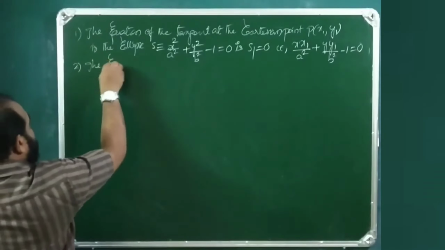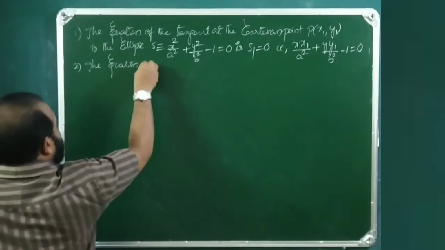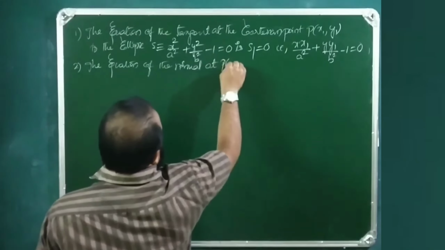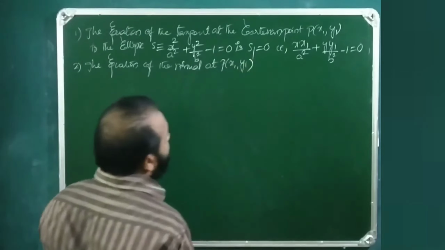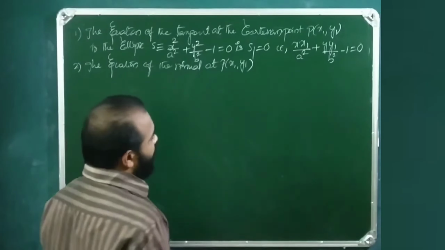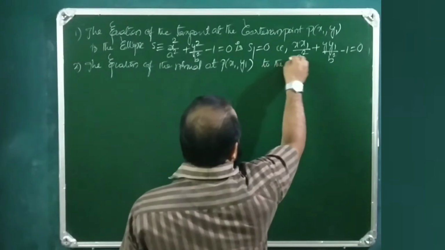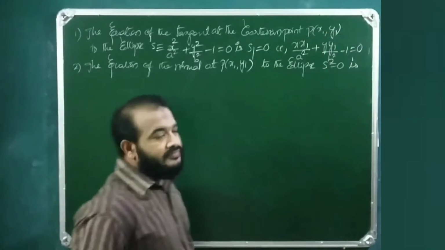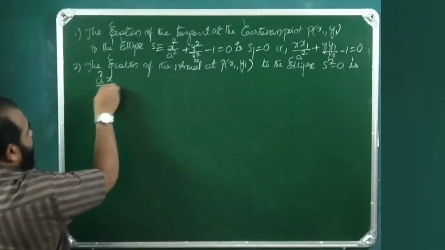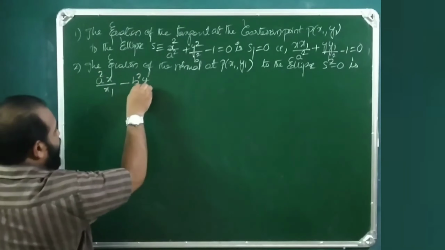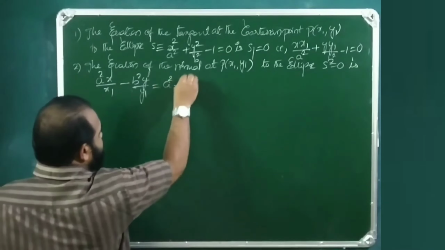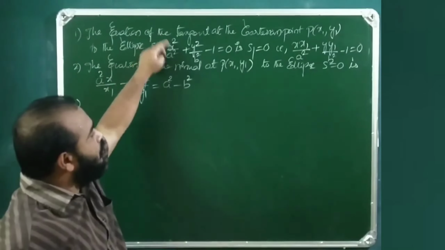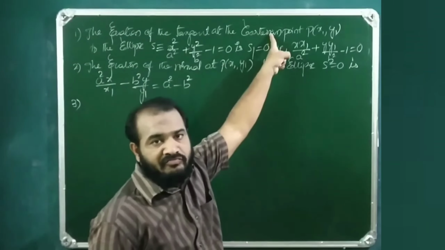The equation of the normal at the point (x1, y1) to the ellipse S equals 0 is a square x by x1 minus b square y by y1 equals a square minus b square. So these two are the tangent and normal at the Cartesian point P(x1, y1).